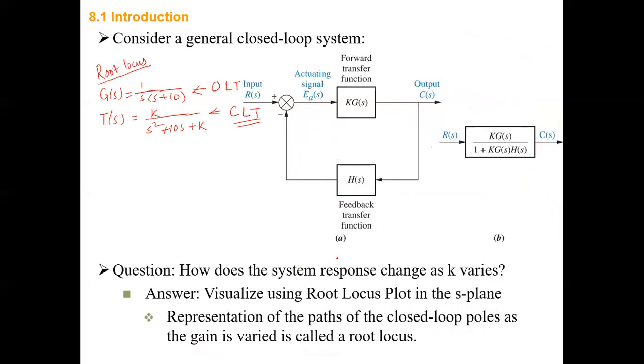So now what is the root locus? How does the closed loop pole vary with gain? That gives you the root locus. So how do you find the closed loop poles? S squared plus 10S plus K equals 0 gives you the closed loop poles.